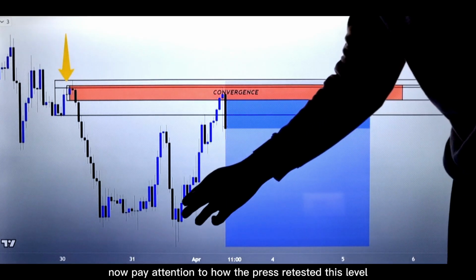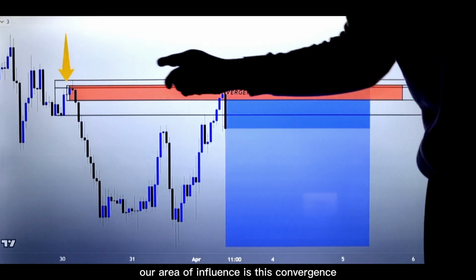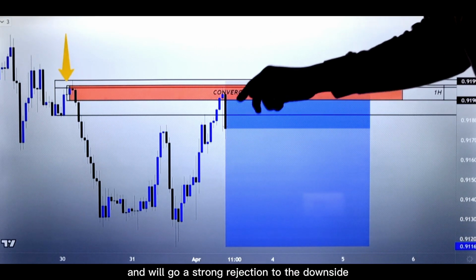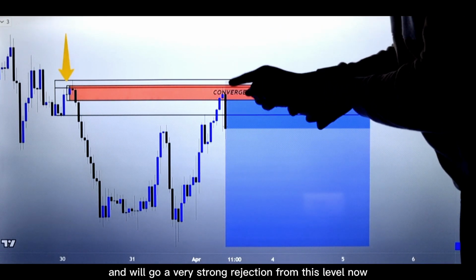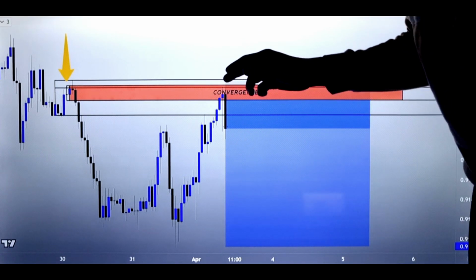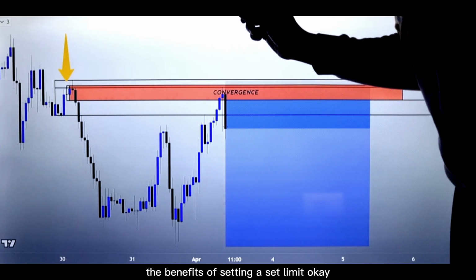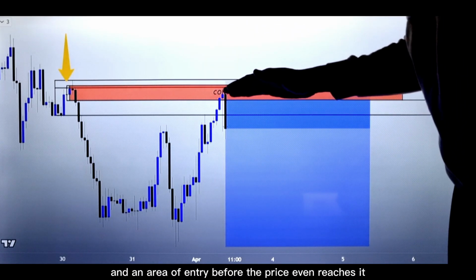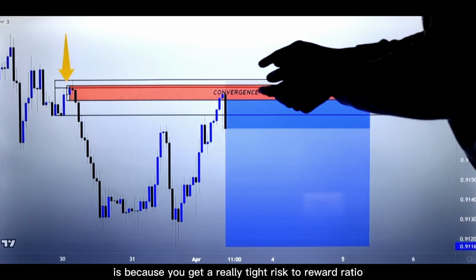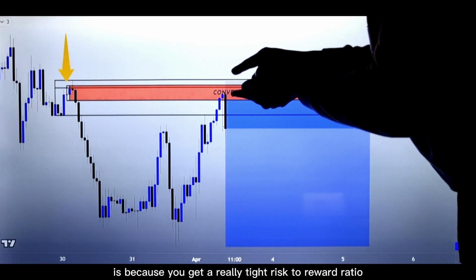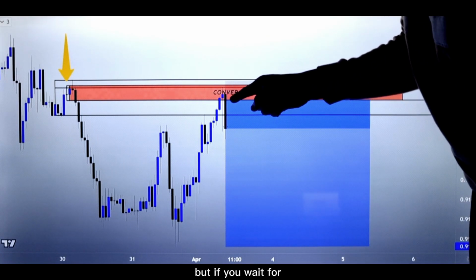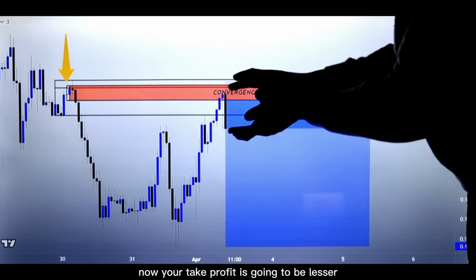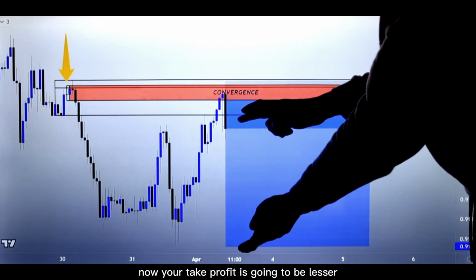Now pay attention to how the price retested this level. Our area of influence is this convergence, and we got a very strong rejection to the downside from this level. Now, the benefit of setting a sell limit, which means just setting your stop loss and an area of entry before the price even reaches it, is because you get a really good risk to reward ratio. But if you wait for a strong rejection first, then what's going to happen is that your take profit is going to be lesser.